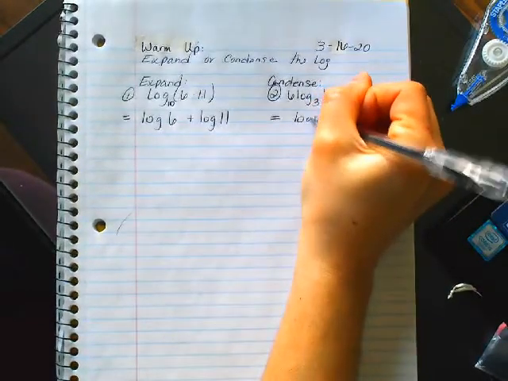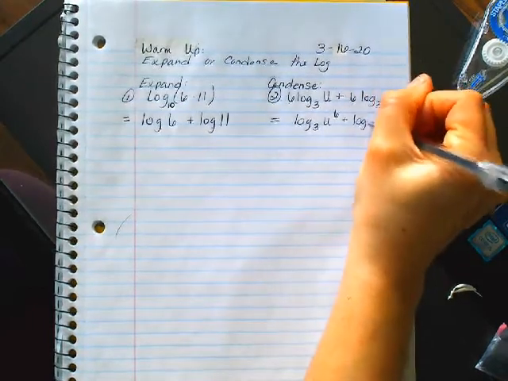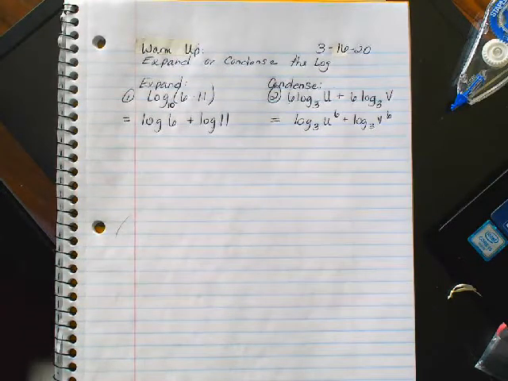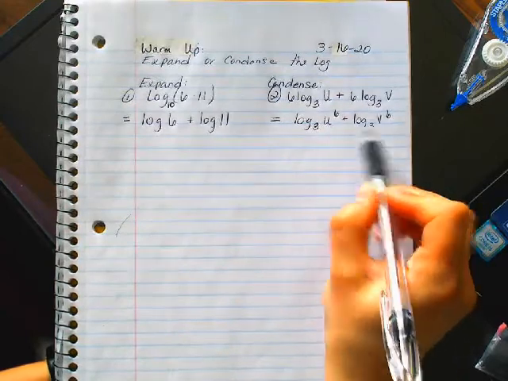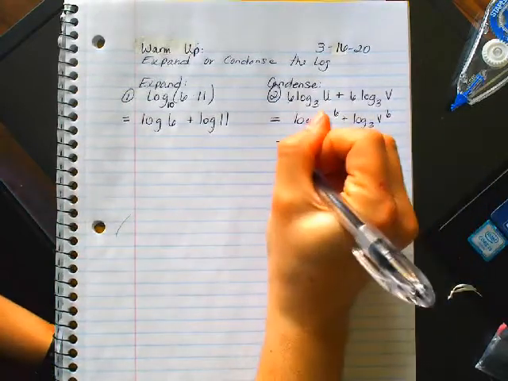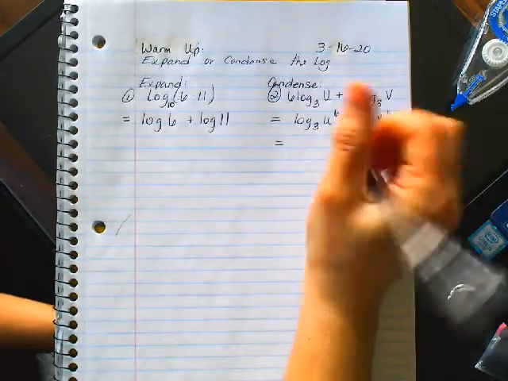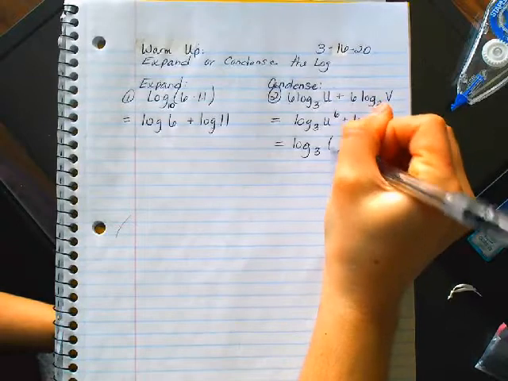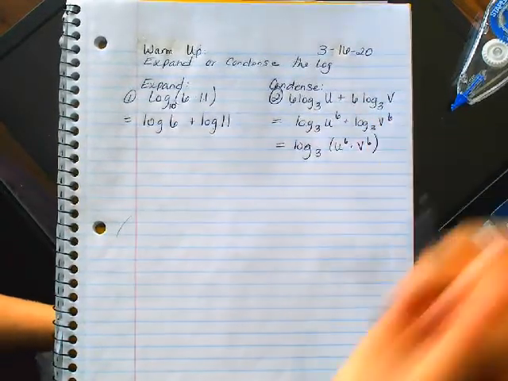This is going to become log base 3 of u to the 6th power plus log base 3 of v to the 6th power. And again, I'm going to apply another logarithm property that says if I'm adding together two different logarithms, as long as I have the same base, which I do, I can condense them using multiplication. So this is going to become log base 3 of u to the 6th times v to the 6th.